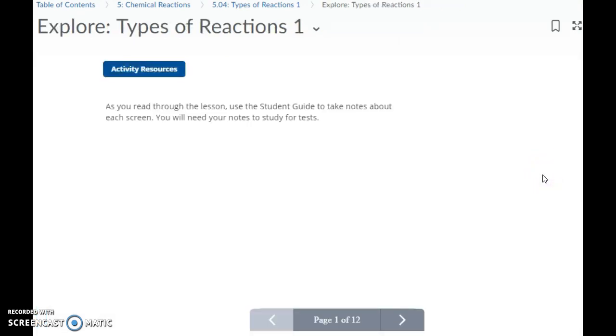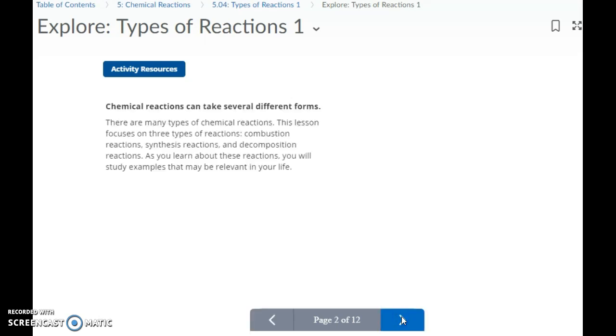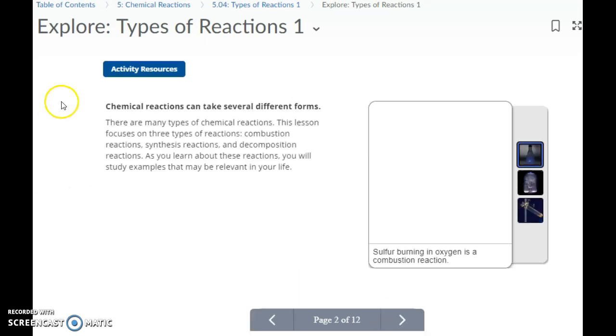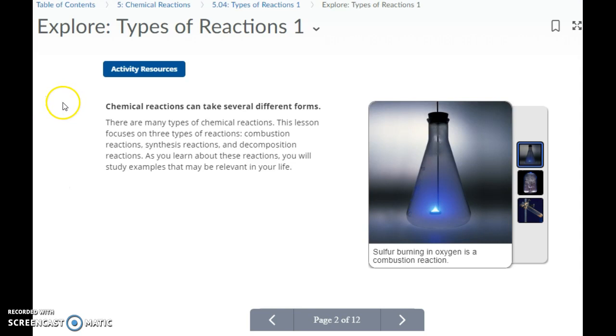Explore. As you read, take notes, whether you take them on the study guide or just your notebook. Make sure you are taking notes. And again, you can't use your notes on the test, but they are going to help you to study. And you cannot use them on the quiz as well.